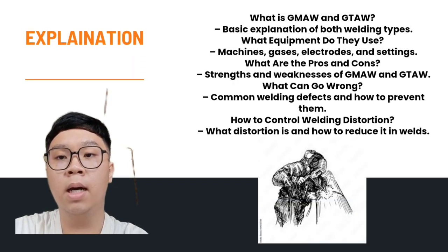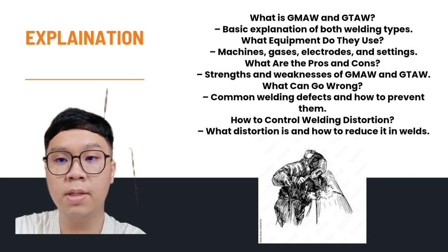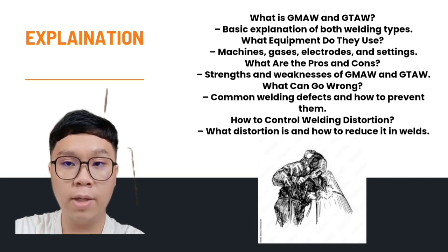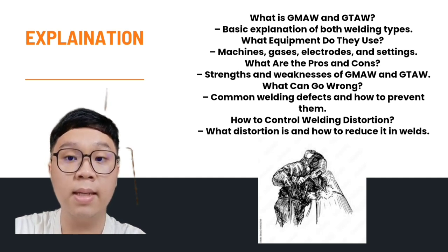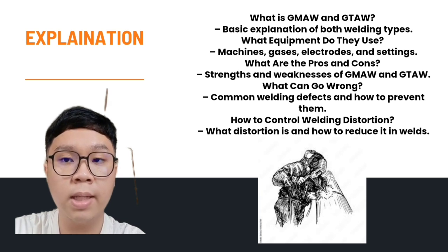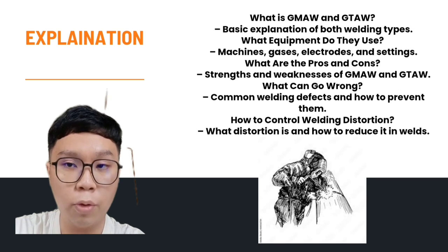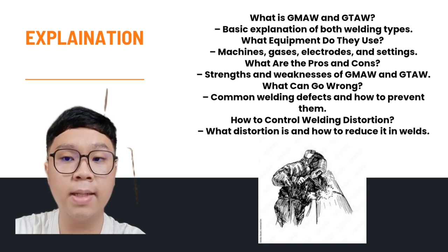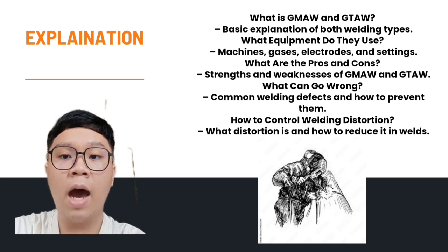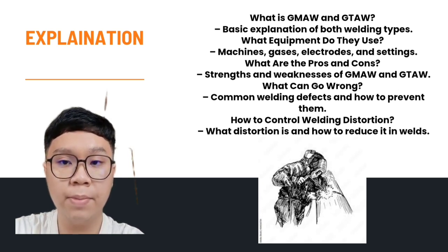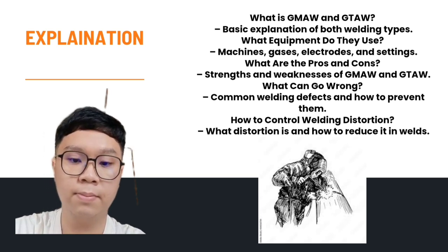So what is GMAW and GTAW? Basic explanation of both welding types. What equipment do they use? They use machine, gases, electrodes and settings. What are the pros and the cons? Strength and weakness of GMAW and GTAW. What can go wrong? Common welding defects and how to prevent them. How to control welding distortion. What distortion is and how to reduce it in welds.